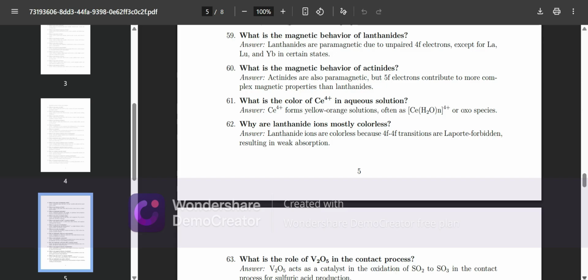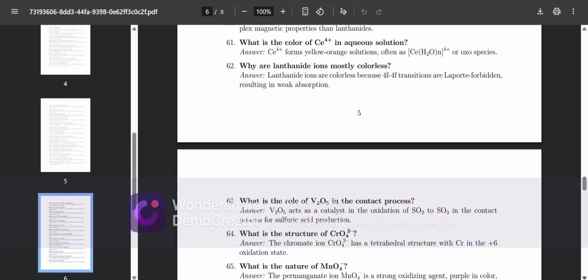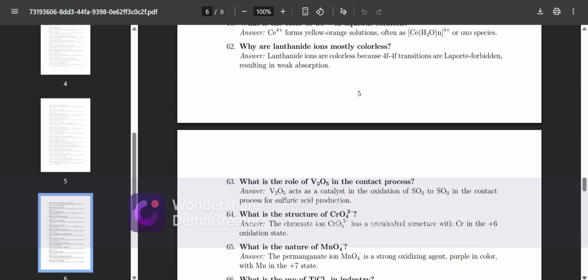What is the color of Ce4+ in aqueous solution? Ce4+ forms a yellow-orange solution, often as [Ce(H2O)n]4+ or oxo species. Why are lanthanide ions mostly colorless? Lanthanide ions are colorless because 4f transitions are Laporte forbidden, resulting in weak absorption.